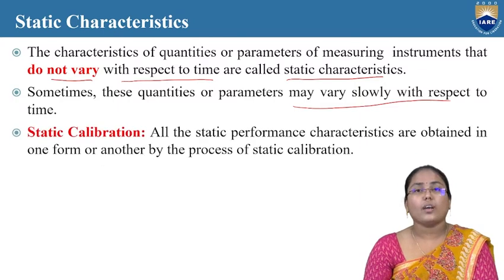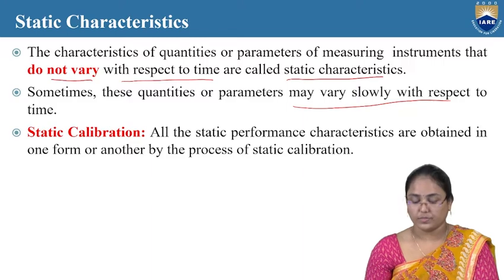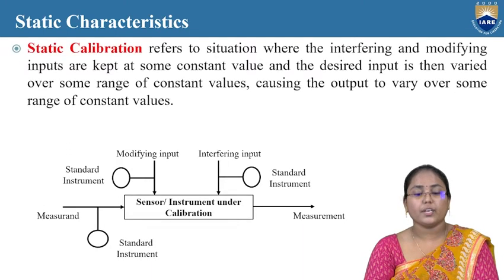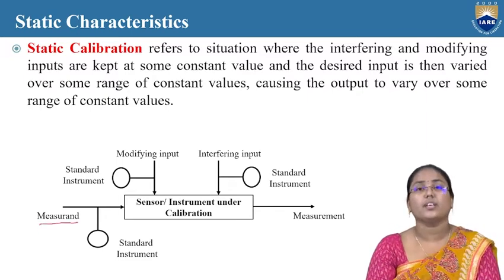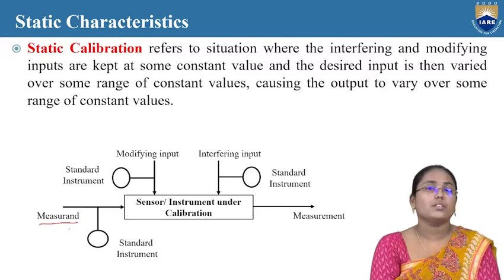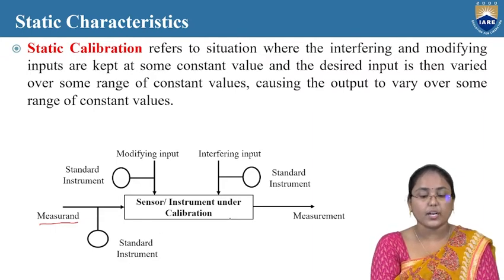Now in static calibration, all the static performance characteristics are obtained in one form or another by the process of static calibration. If we look at static calibration, it refers to a situation where the interfering and modifying inputs are kept at some constant value, and the desired input is then varied over some range of constant values, causing the output to vary over some range of constant values. Here is a quantity that has to be measured by using a sensor or instrument under calibration.